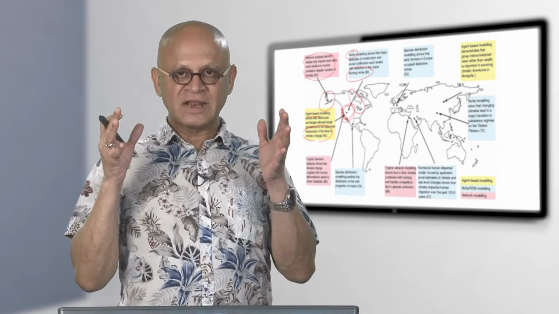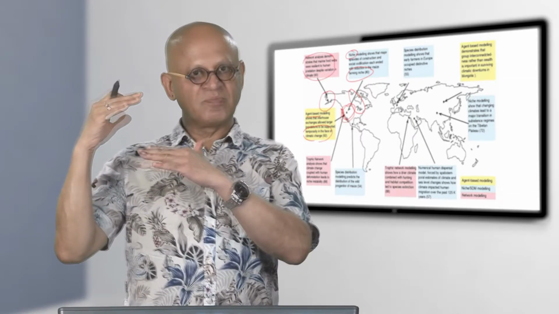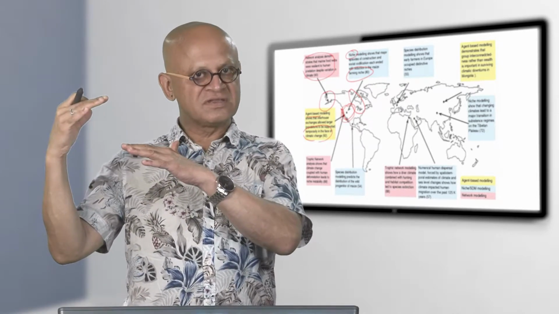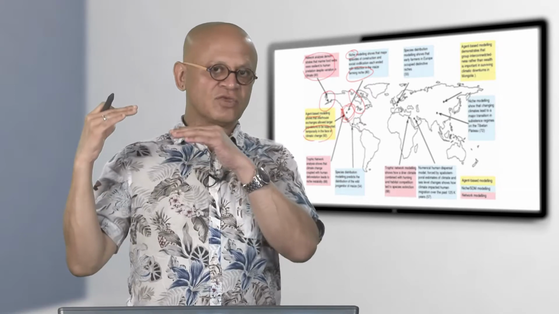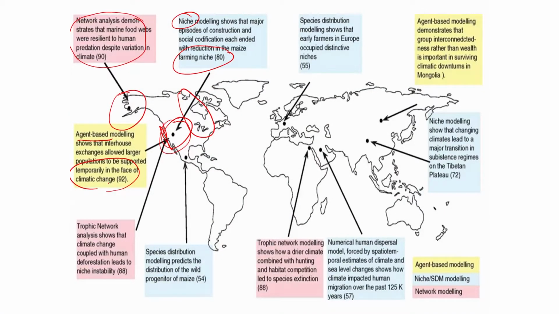So, you need to take a climate model, which produces information that may have certain biases and uncertainties in it, and then human beings respond to it, and what is the net effect. These kinds of models tell you that. There are trophic network analysis, species distribution modeling, numerical human dispersion modeling. You get very interesting information.